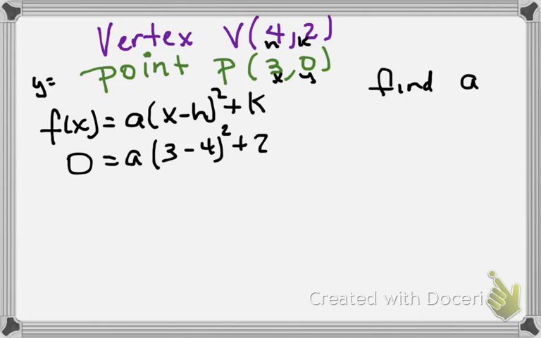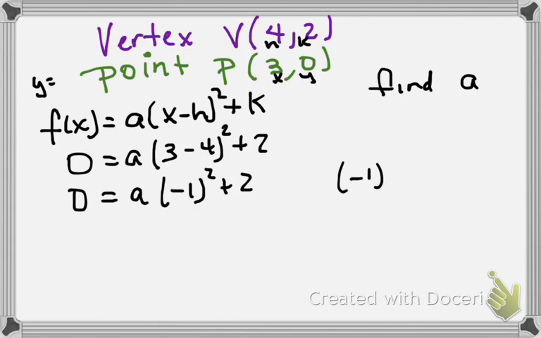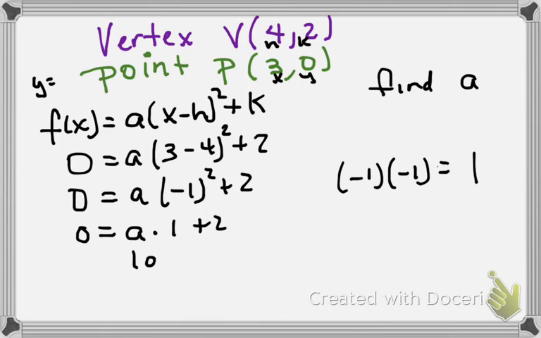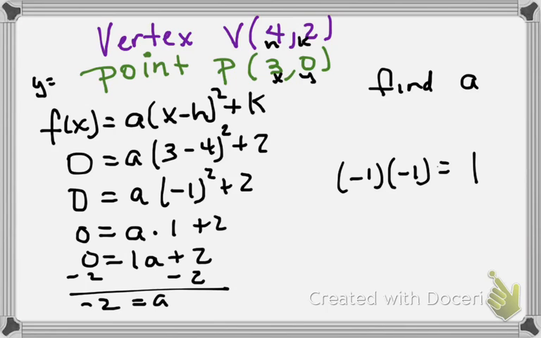All right, so we're going to simplify. We're just going to solve for a. So 0 equals a, and 3 minus 4 is a negative 1, and we're going to square that, plus 2. So a negative 1 times a negative 1 is 1. So 0 equals a times 1 plus 2, which really is 1a plus 2. Subtract 2 from both sides, and then a equals negative 2.